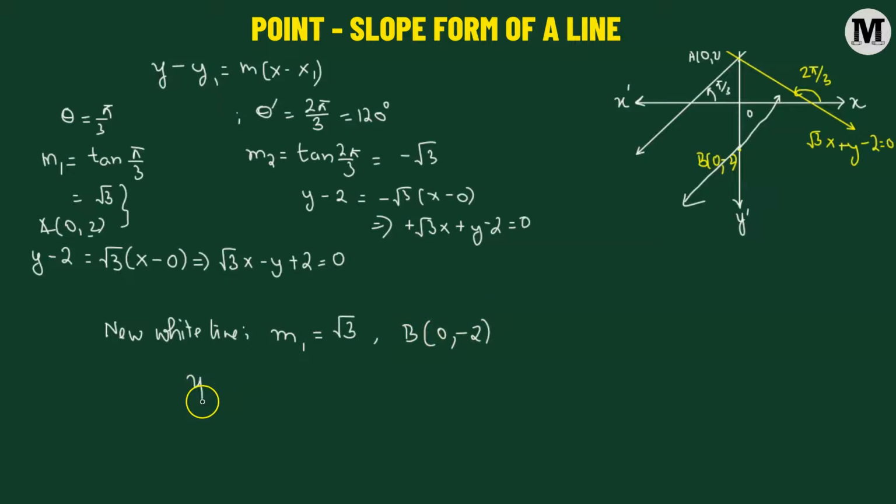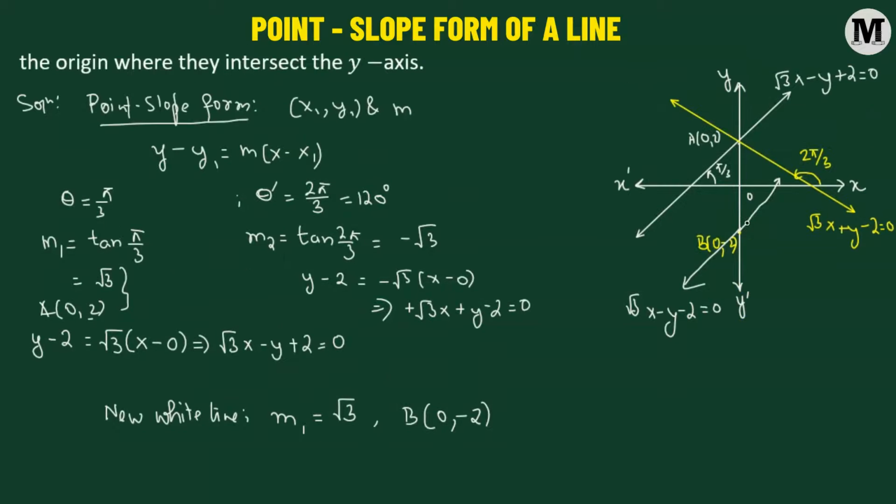So that also is going to be equal to square root of 3. But this time it is going to pass through the new point (0, negative 2). So the equation will be y minus y1, where y1 is negative 2. This will be equal to square root of 3 times x minus 0. Rearranging the terms, we get square root of 3 times x minus y minus 2 equals 0. So this is going to be the equation of the line: square root of 3 x minus y minus 2 equals 0.